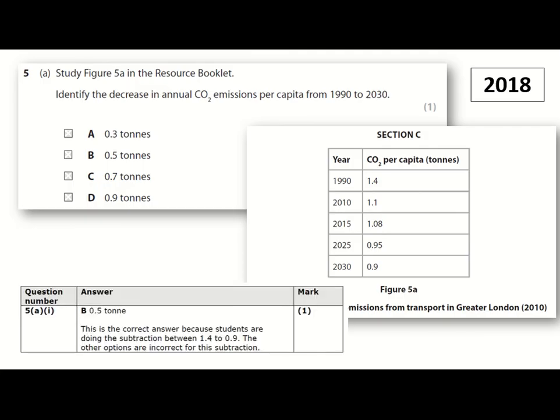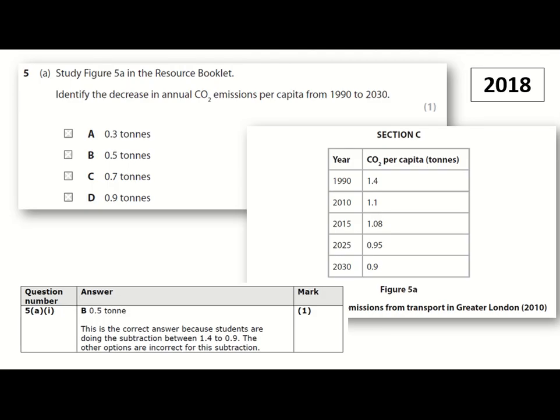Okay, so hopefully you got the answer of 0.5 tonnes. That's because 1.4 minus 0.9 is what you're looking for. It's the decrease from 1990 to 2030. Okay, so that's as simple as that. It's literally a range question.